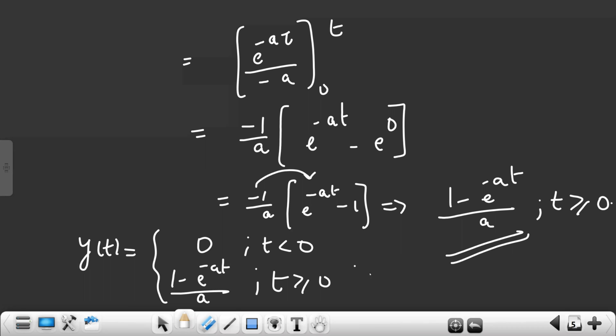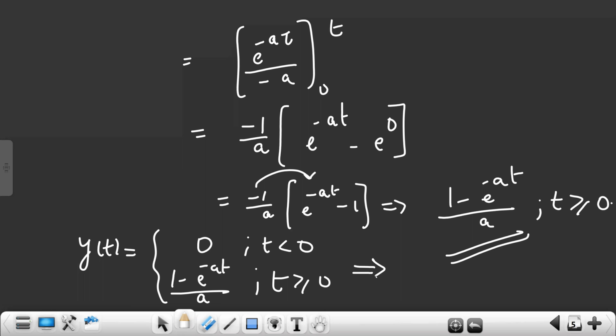Now I want you people to write the final equation after observing these two cases. I need to merge these two cases together and write a common, single answer. How can you do that? Just think and tell me. Multiply by u of t. Very good. Who was that? Lokesh. Yeah, Lokesh, very good.